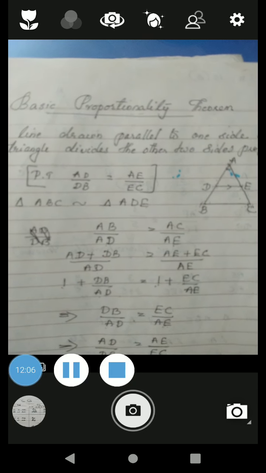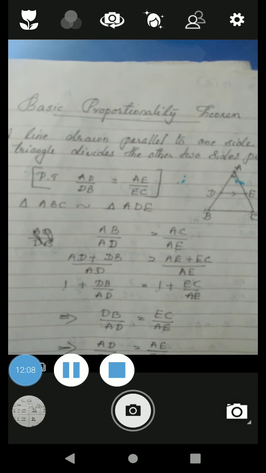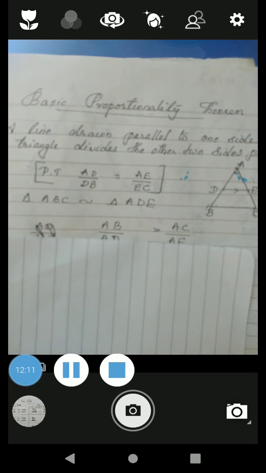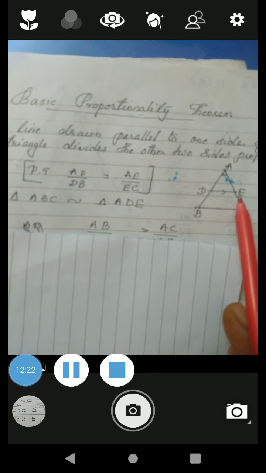Now we are going to discuss the basic proportionality theorem. What is the basic proportionality theorem? If ABC is a triangle and DE is drawn parallel to one side of the triangle, that is, parallel to the base, that means the basic proportionality theorem says a line drawn parallel to one side of a triangle divides the other two sides proportionally. We can prove that.